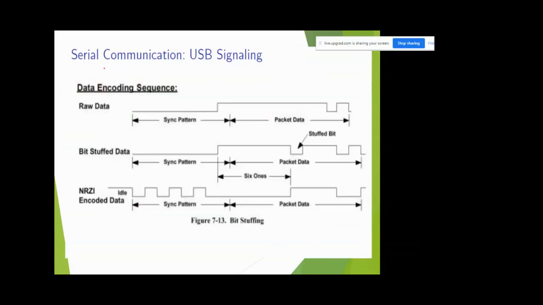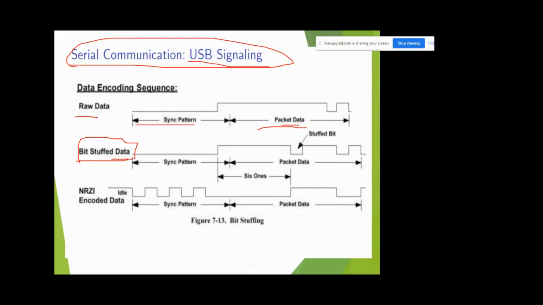Similarly, USB signaling is there. We are already familiar with USB. This is the raw data, for synchronization of the frame, meaning the packet. This is the representation of the bit stuffing, to identify where the frame is starting and where it is ending. For that purpose we have to do some bit stuffing, or generally called bit padding. And this is the NRZ data, the encoded data using one type of line code format. This type of signaling is generally used in USB. That is called bit stuffing.